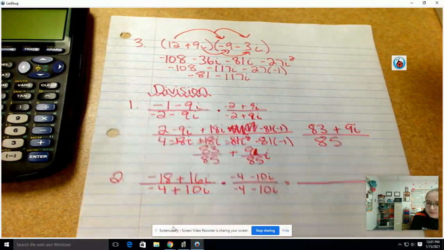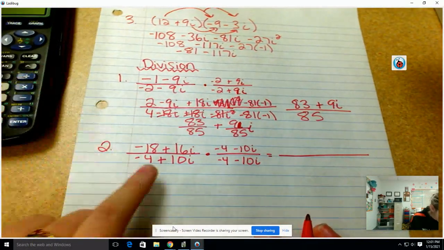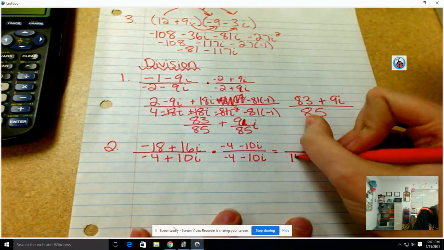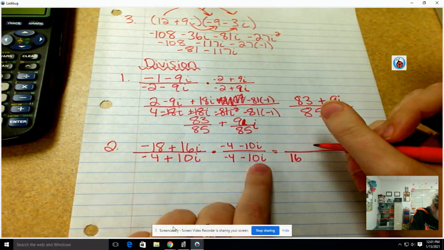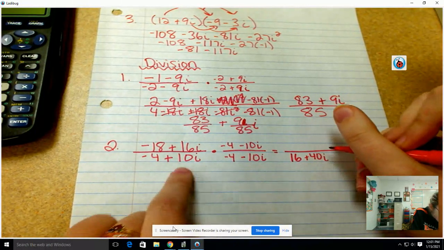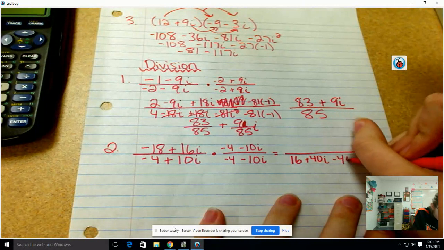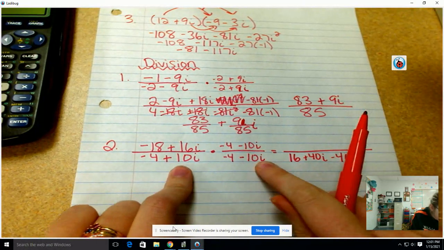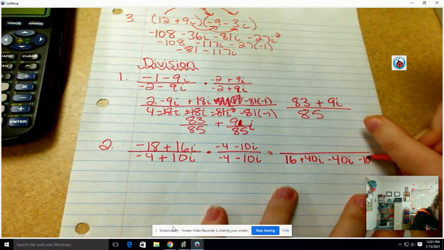And we'll go ahead and start multiplying and simplifying. Negative 4 times negative 4, 16. Negative 4 times negative 10i is positive 40i. 10i times negative 4 is negative 40i. 10i times negative 10i is negative 100i squared.